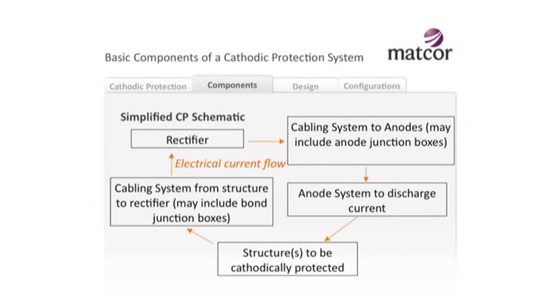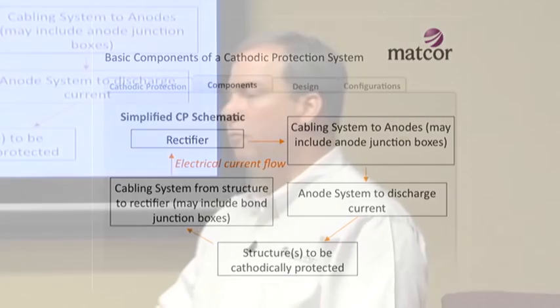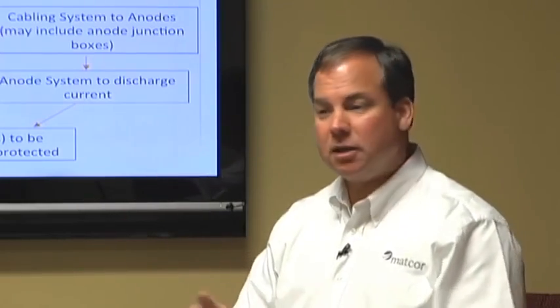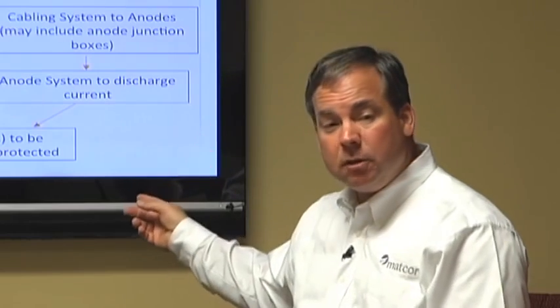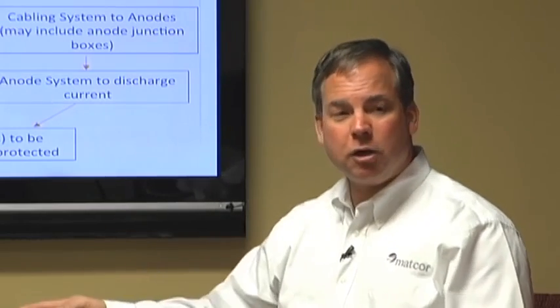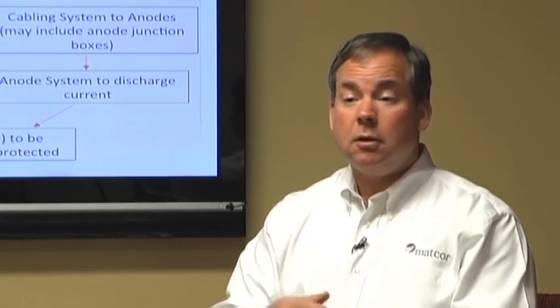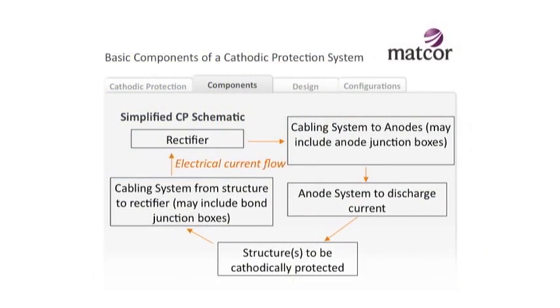And just from a schematic standpoint, here the orange color is the electrical current flow, and you can see it's just a big circle. Okay, if you have a rectifier or power supply, current flows off the power supply through the cabling system. There may be junction boxes connecting the cables to the anode system, through the electrolyte, to the structure, back through cables, back to the rectifier. It's a circuit. Now, if you were to cut those cables, it's an open circuit and current won't flow, just like in your house. If you cut the cables to your lights, they aren't going to turn on, okay? So that's the basic schematic of what a CP system looks like.